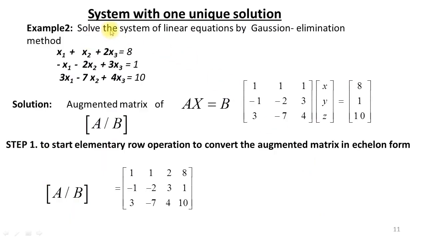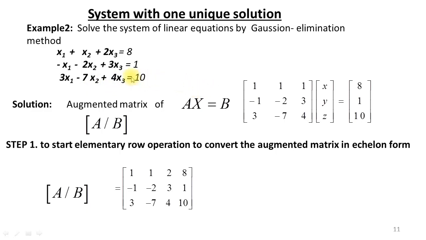Now let's move to another example, a system with one unique solution. Again, I want to tell you about the unique solution for a system of linear equations. This is a linear system: x1 plus x2 plus 2x3 is equal to 8, minus x1 minus 2x2 plus 3x3 is equal to 1, and 3x1 minus 7x2 plus 4x3 is equal to 10.